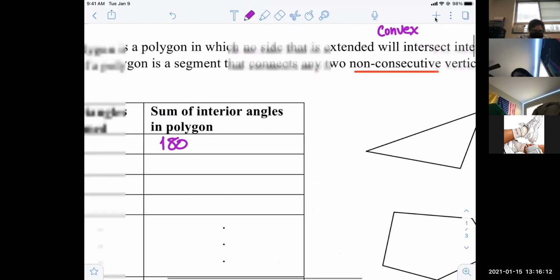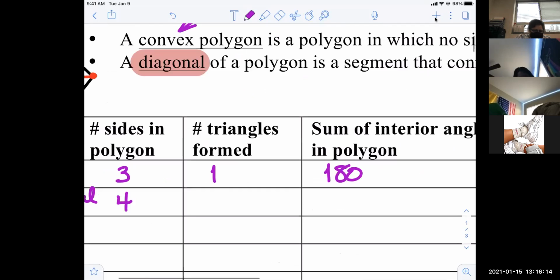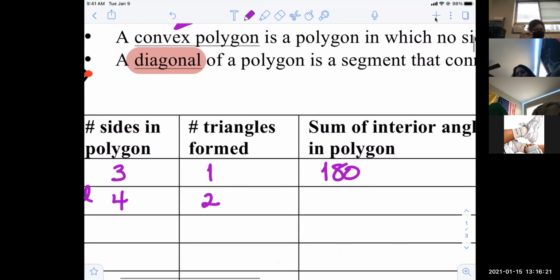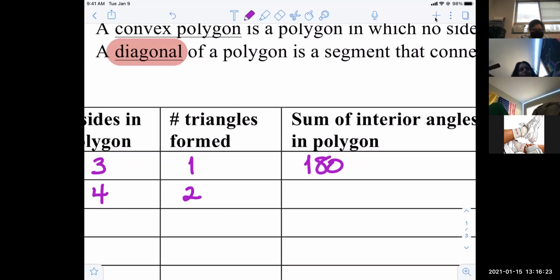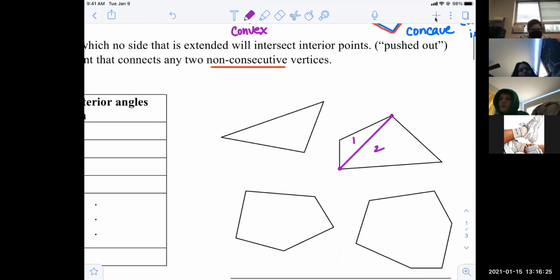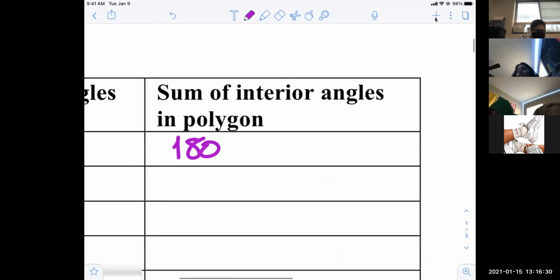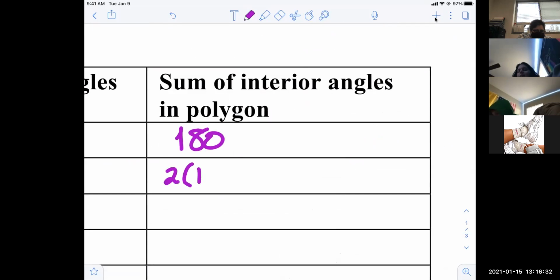Okay, so when you draw in your one diagonal, and I'm only doing it from one vertex, I'm not drawing in all the diagonals. I'm just picking one vertex and drawing the diagonals I can make to split it up into triangles. So if there's 2 triangles there, what's the sum of the interior angles in that quadrilateral? 360, right? Each triangle is 180 and there's 2 of them. That's going to be 360.